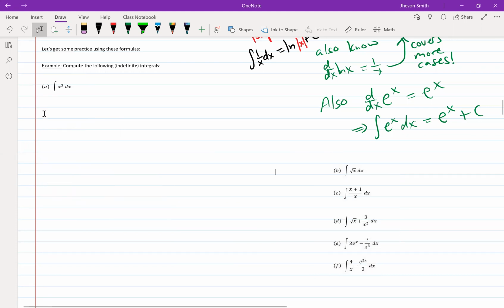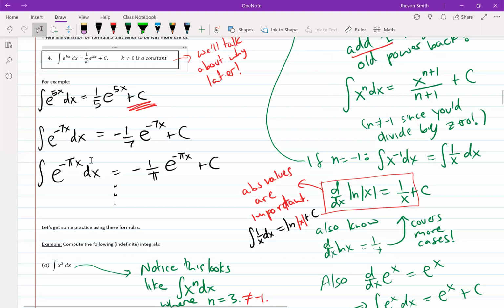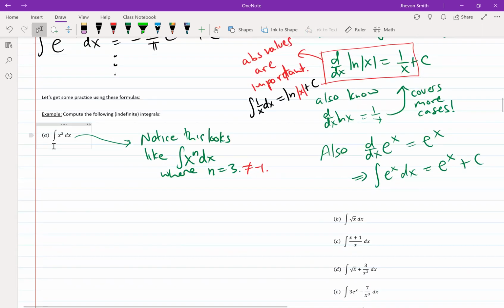So for example, here's a problem. Find the integral of x cubed, aka find the antiderivative of x cubed. What I want you to notice is this looks like the antiderivative of x to the n dx, where in this situation your n equals 3, and in particular, that it's not equal to -1. So basically, whenever you see something, the first thing you're going to try to do is match it up with one of these forms that I gave you. Which one of these formulas does the thing I'm looking at look like the most, so I can apply these rules? Now, clearly, formula 1 is what this one looks the most like. So all I'm going to do is apply formula 1.